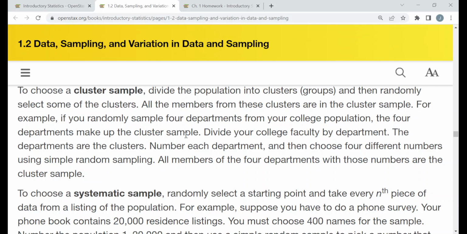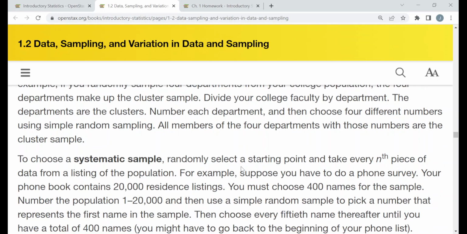So, like the stratified sample they mentioned earlier, I break the college up into departments, math department, biology, chemistry, history, English, and so on. And then instead of taking a few from each, my sample is made up of the entire math department, and maybe the entire history department, and then the entire chemistry department, and that's it. I take everybody from a few departments and leave the rest of the departments alone. That's a cluster sample.